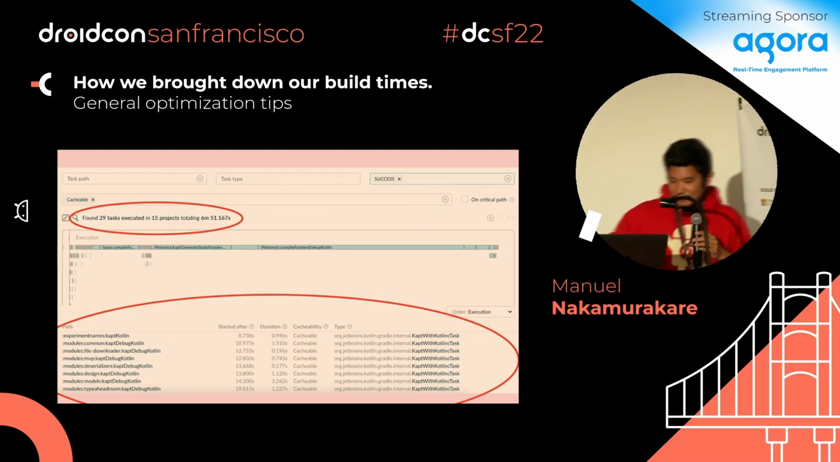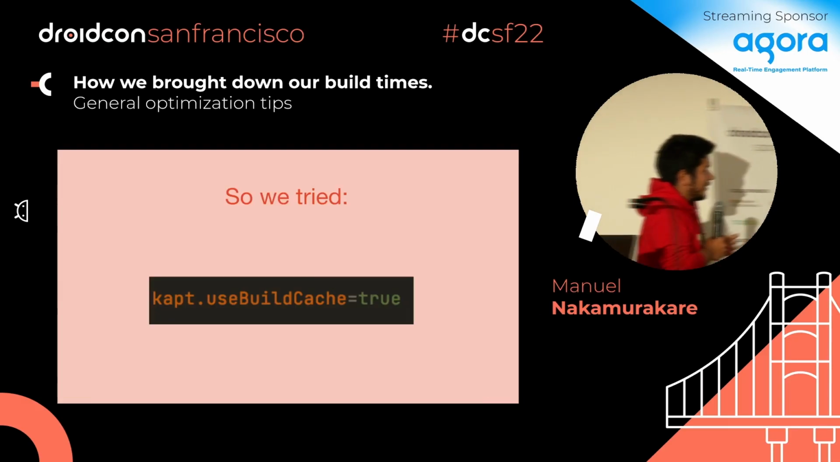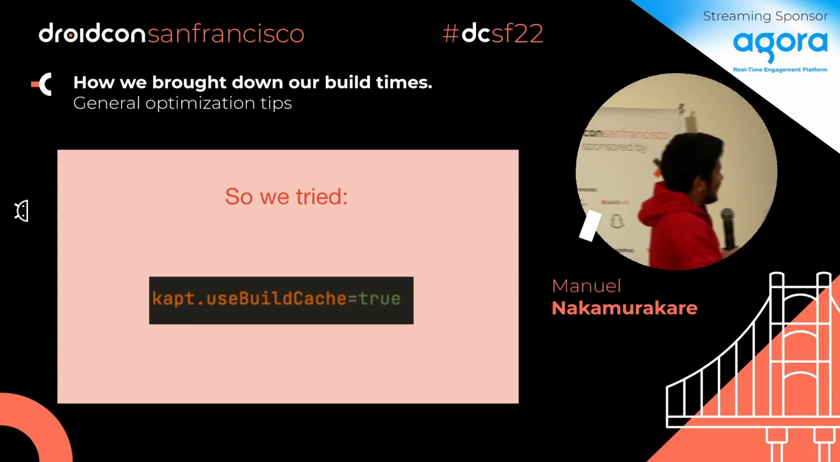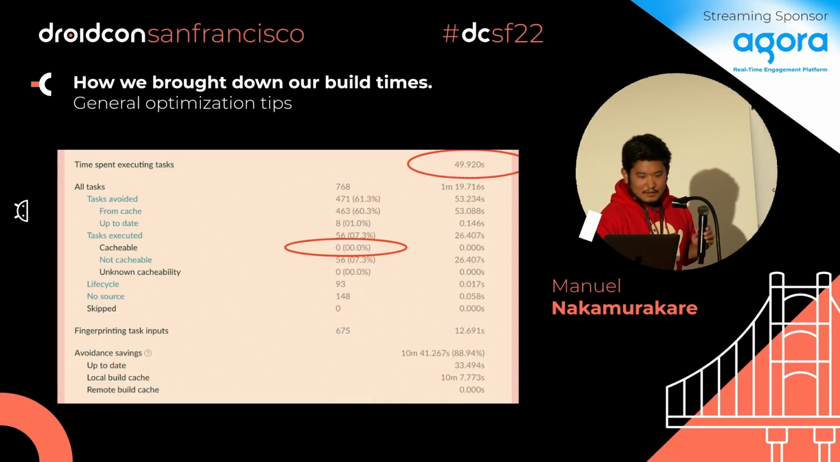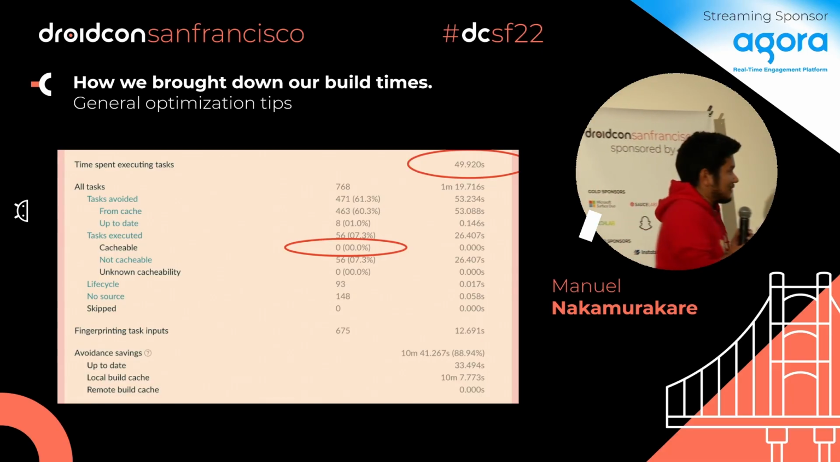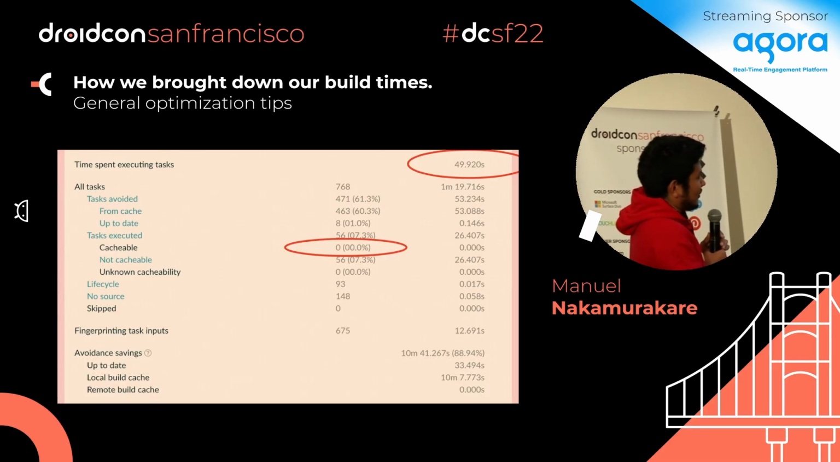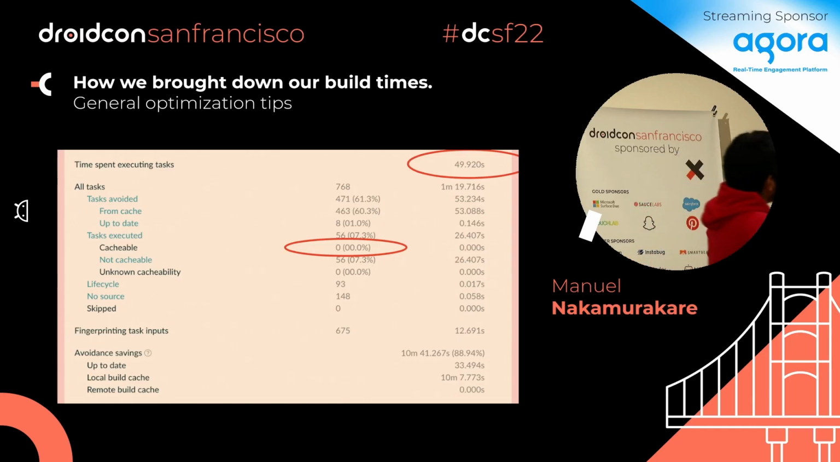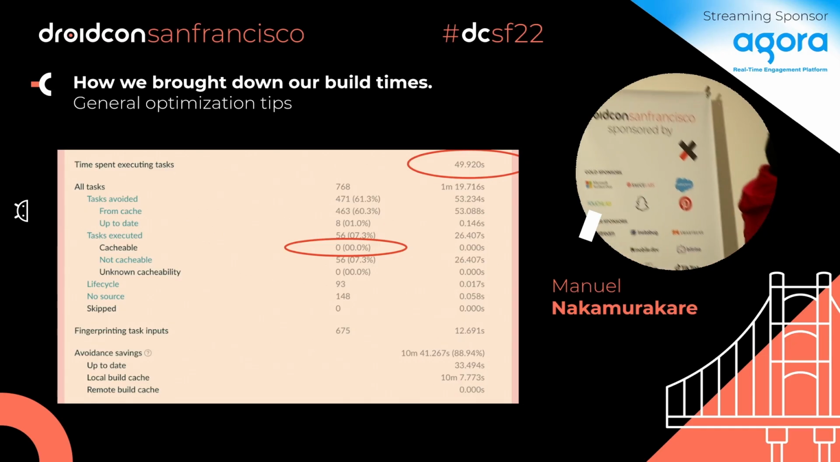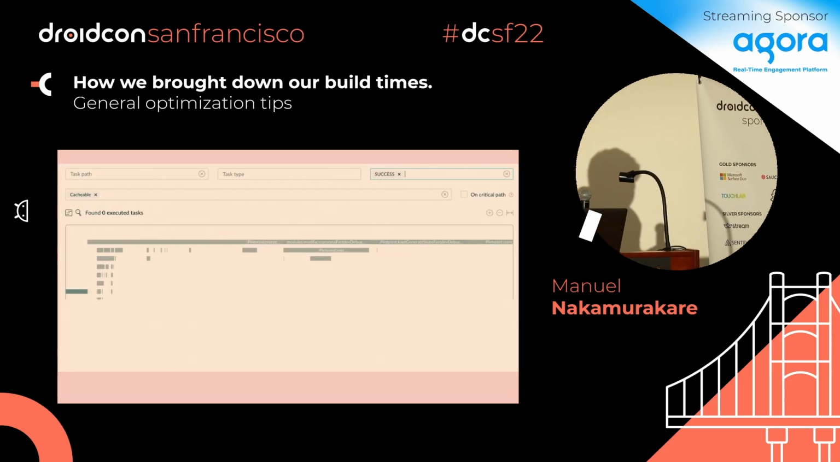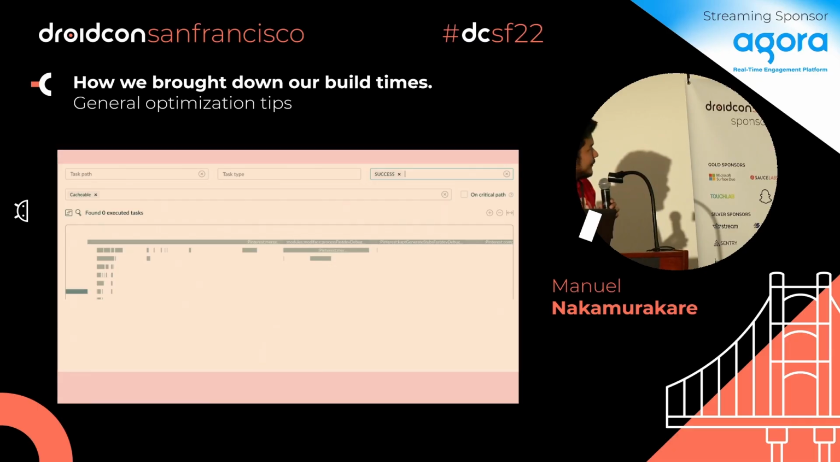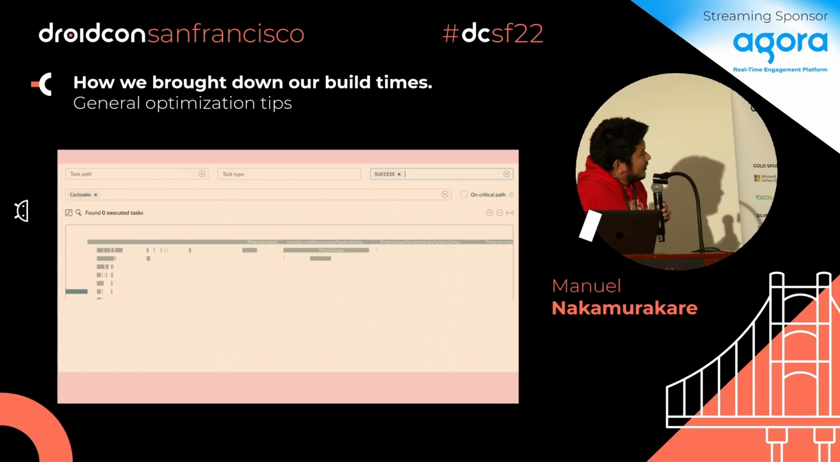Because we saw that, we decided to test this. We enabled the build cache for kapt. And these are the gains that we got. From the 7 minutes that we used to get before enabling this flag, we ended up with almost 50 seconds. So that's a big difference. And now you can see that 0 tasks that were cacheable got executed. So just flipping that flag did the trick. And here in the timeline, you can see again, no tasks were executed after enabling that flag.